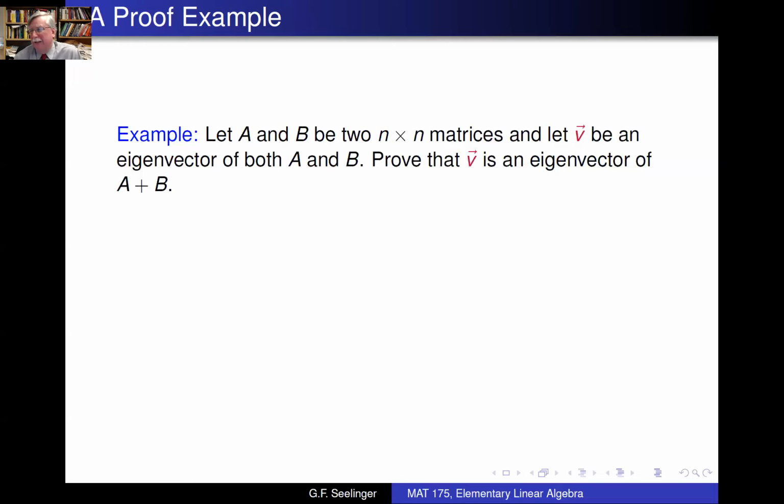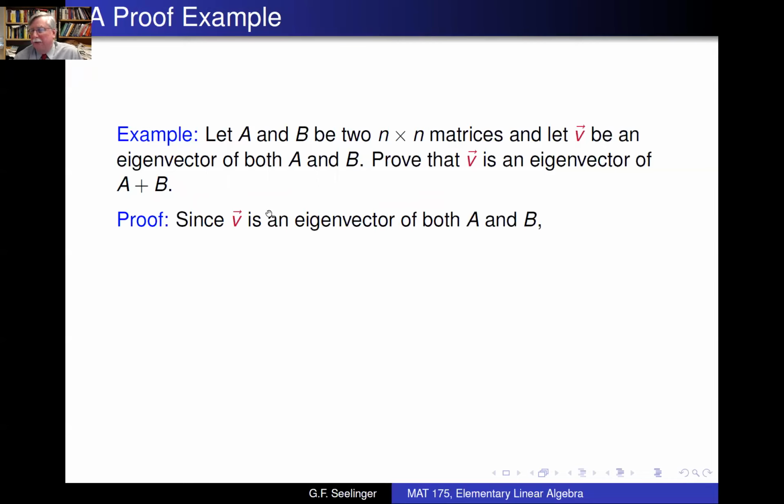When we need to go back to the definition. How do I show something is an eigenvector of A plus B? I have to take that vector and multiply it by A plus B on the left and see if I get a multiple out. All right, but let's see what's given.